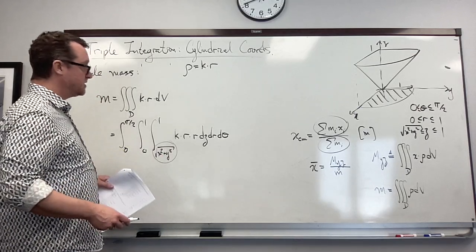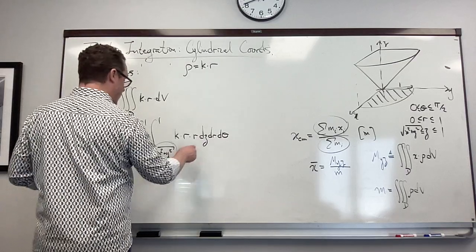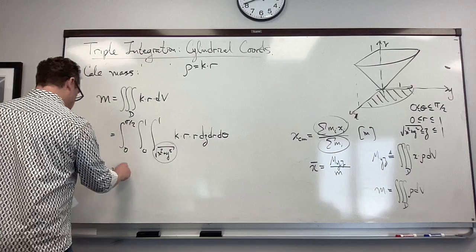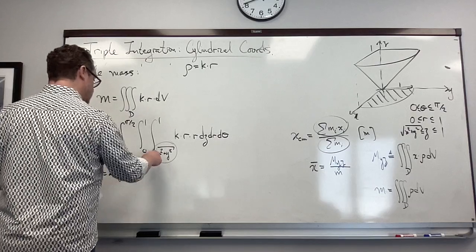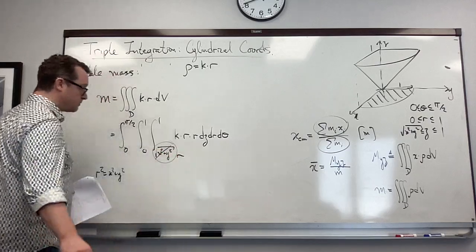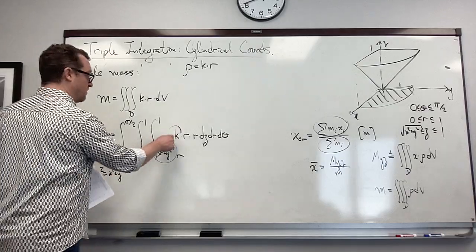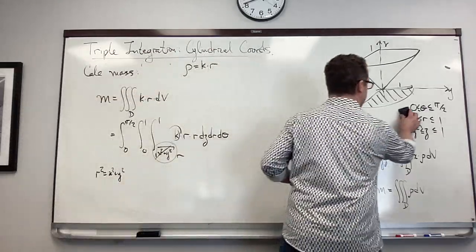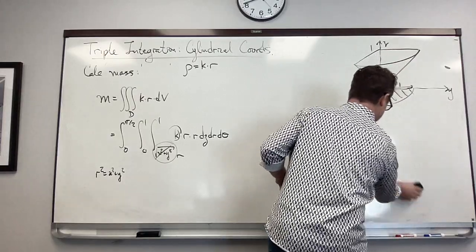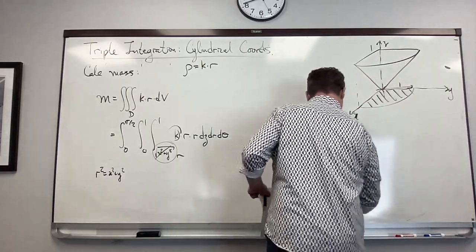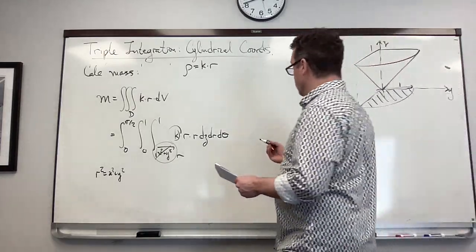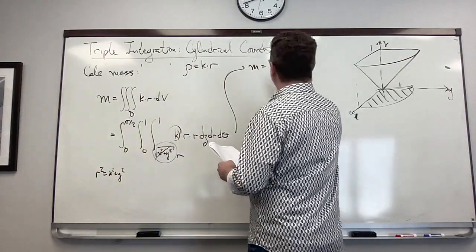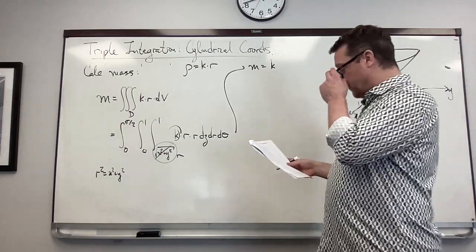I've got x and y, so I'm going to have to get r. So we know that r squared equals x squared plus y squared. So this whole thing means that this integral is actually r. Right? This is a constant and can come out the front. So let's just go up here. So the mass equals, okay, I've got my coefficient out front.